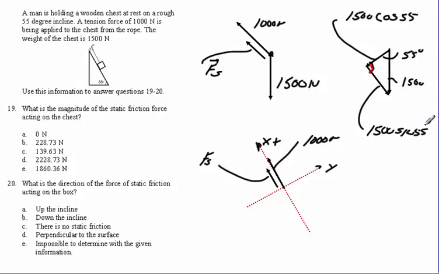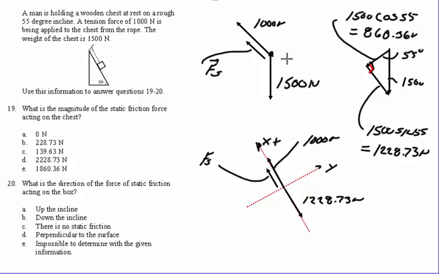I will run those values very quickly. 1500 times the cosine of 55 degrees gives me a value of 860.36 newtons. 1500 times the sine of 55 degrees gives me a value of 1228.73 newtons here. All right, now I add those back to my free body diagram. I will get 1228.73 newtons here.